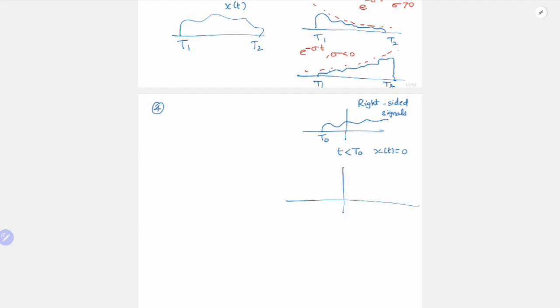What about left-sided signals? We have this way, right? And this can start from anywhere. This point can start from anywhere. It needn't start from positive t naught. So here again t naught can be anything. For t greater than t naught, my x of t is equal to 0. So this is called the left-sided signal.